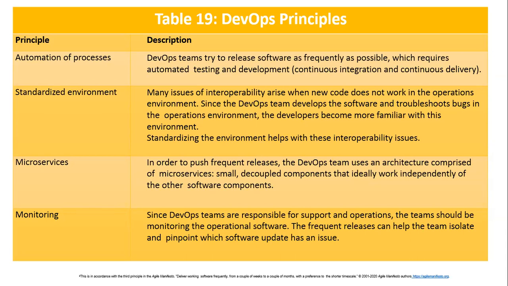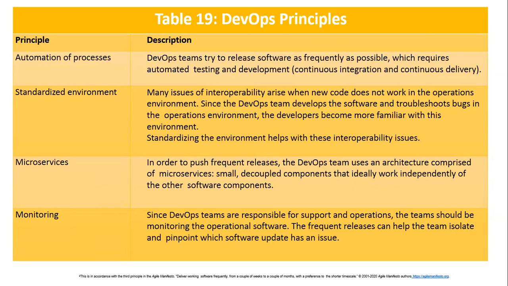Microservices. In order to push frequent releases, the DevOps team uses an architecture comprised of microservices, small decoupled components that ideally work independently of the other software components. And lastly, monitoring. Since DevOps teams are responsible for support and operations, the team should be monitoring the operational software. The frequent releases can help the team isolate and pinpoint which software has an issue.